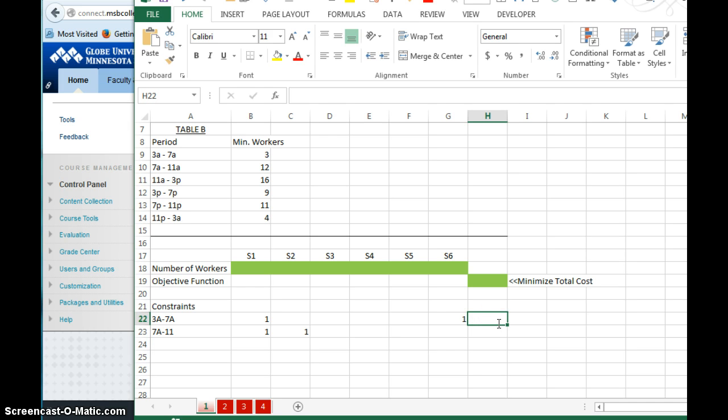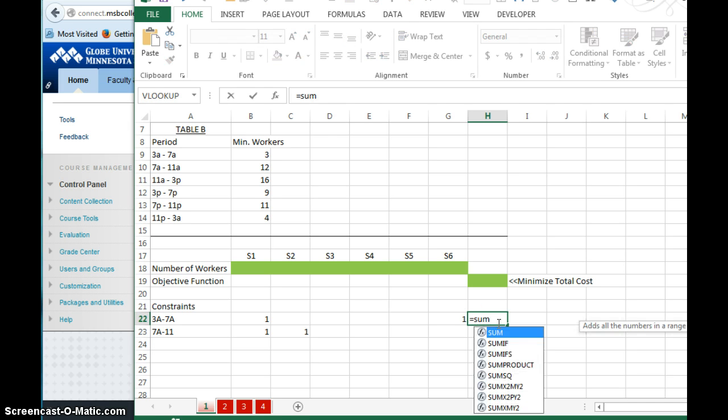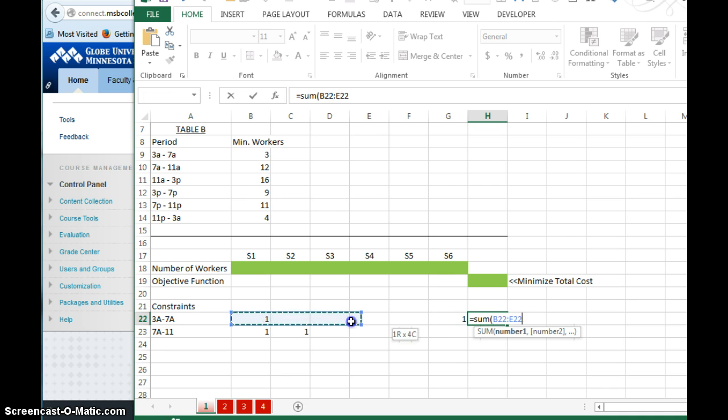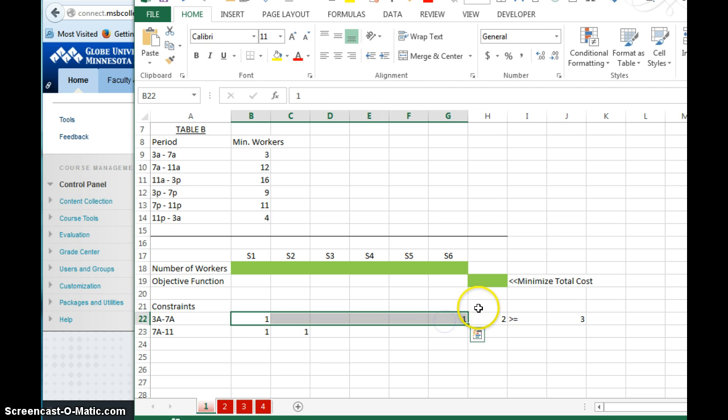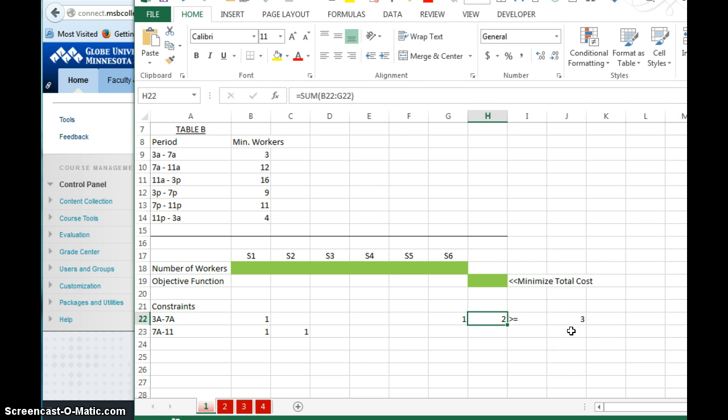So then, it's similar to previous problems, you're going to sum each of these rows. And so then this has to be greater than or equal to the given constraint for that shift. So in this particular line, it's a 3. This 3 a.m. to 7 a.m. shift has to have a minimum of 3 workers. So when we sum this line, this sum here needs to be greater than or equal to 3.